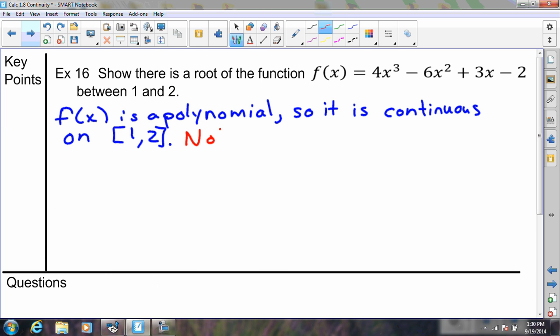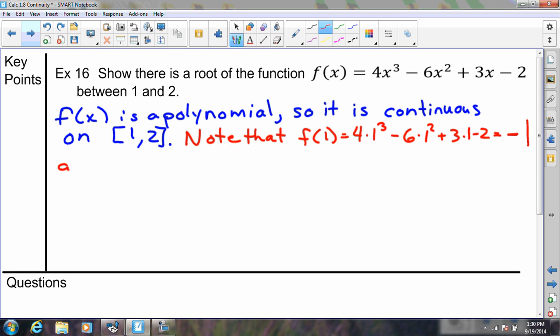So we need to figure out, note that f of a, and a in this case is 1, is 4 times 1 cubed minus 6 times 1 squared plus 3 times 1 minus 2. Crunch the numbers. 4 minus 6 is negative 2, plus 3 is positive 1, minus 2 equals negative 1. Emphasis on negative. And we have the first part there that I wrote is f of a, f of 1.